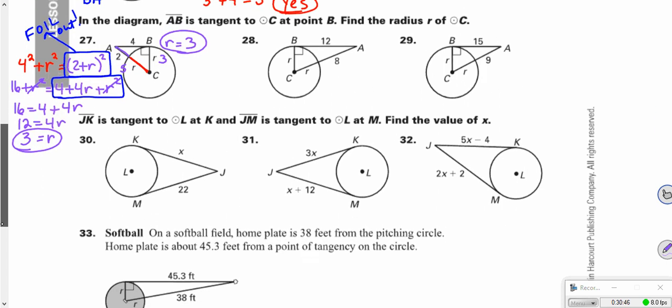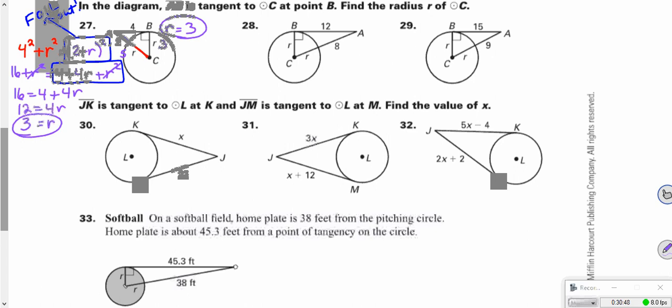Now, 30 through 32. JK is tangent to circle L at K, and JM is tangent to circle L at M. Find the value of x. If you remember back in the vocab section of the study guide, our theorem 2 stated that tangent segments from a common external point are congruent. So that tells us that that has to equal that. So x equals 22. These are easy enough.